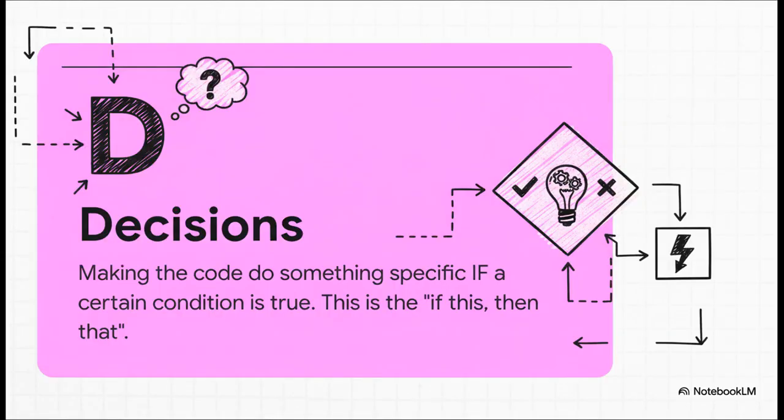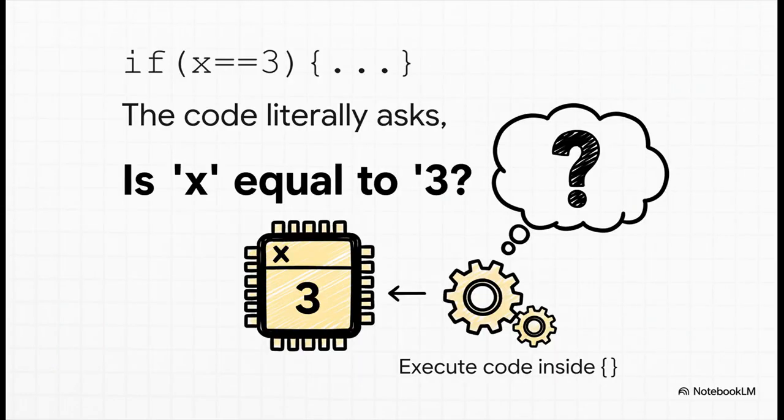This is where your code starts to get, well, smart. It's the ability to ask a question and then do something based on the answer. It's all about if this happens, then do that. And the code for it is super direct. A line like if x equals 3 is just the computer asking itself, hey, remember that box we called x? Does it have the number 3 inside it right now? If the answer is yes, it runs whatever code you put inside those curly braces.